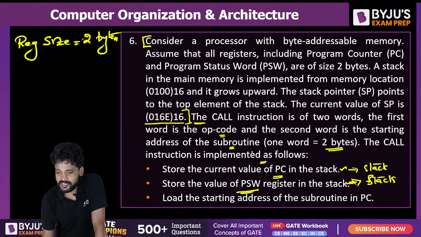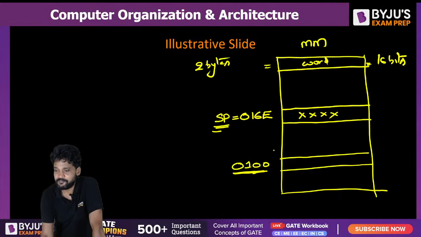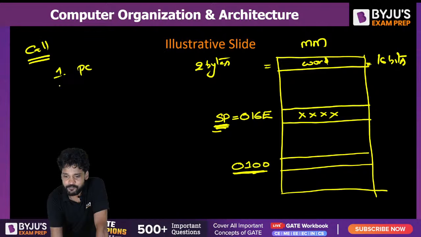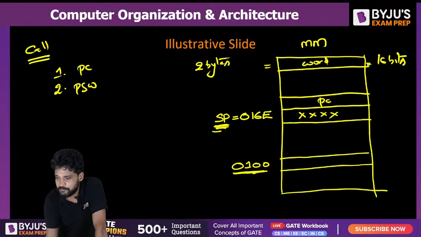For that, we need to understand what instruction is currently executing. The currently executing instruction is the call instruction. Whenever a call instruction is executed, two elements will be pushed into the stack: one is the program counter, one more is the PSW. During the execution of the call instruction, the stack will be pushed with these two elements. On the top of it, PC will be pushed, and on the top of that, PSW will be pushed.